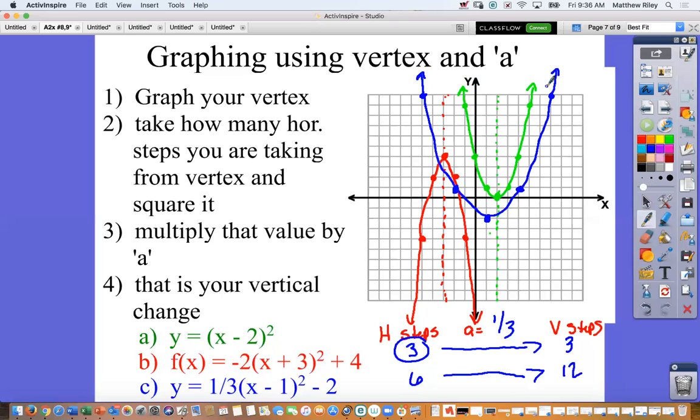All right. And again, you guys can see it is a vertical shrink or a compression because it's going to get wider. That 1/3 means my values are going to actually end up being smaller. And it's moved right 1, down 2. Any questions on that?